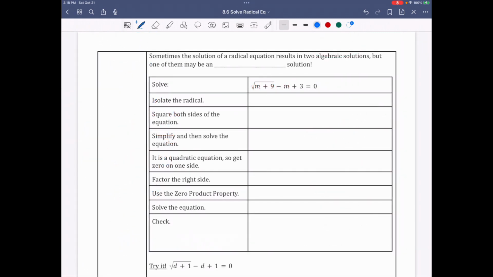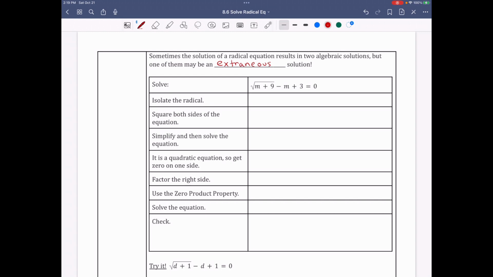As we saw when we were looking at the binomial squares, sometimes the solution of a radical equation results in 2 algebraic solutions, but one of them may be an extraneous solution. So let's take a look at this example of when that is true.